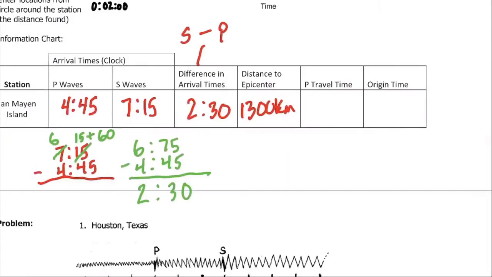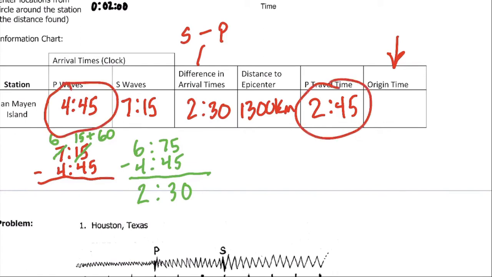Let's go back and pop that into our chart. Switch back to red. So 2:45, right? When you actually go to get the origin time, that's a subtraction. It took the P wave 2 minutes and 45 seconds to get to me, which means the earthquake happened 2 minutes and 45 seconds ago. So when did the P wave get to me? It got to me at 4:45, okay? But it took 2 minutes and 45 to get there. So we've just got to do a difference here. If it gets here at 4:45, but it took 2:45 to get here, then what do I get?